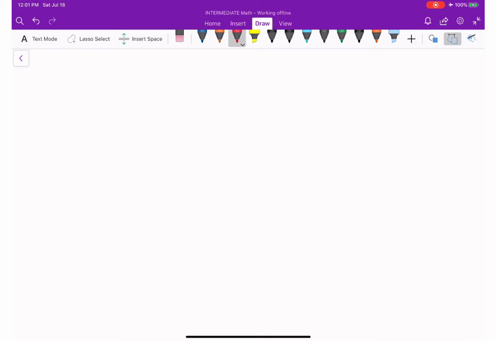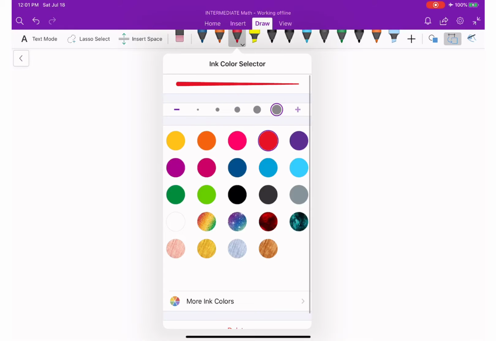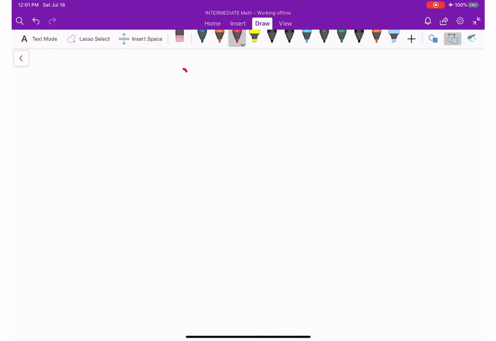I'm going to cover the perfect square trinomial formula. That is a squared plus 2ab plus b squared, and that is equal to a plus b squared.